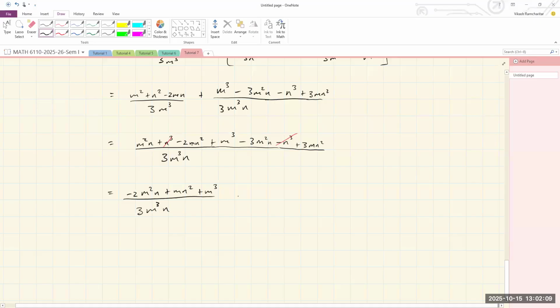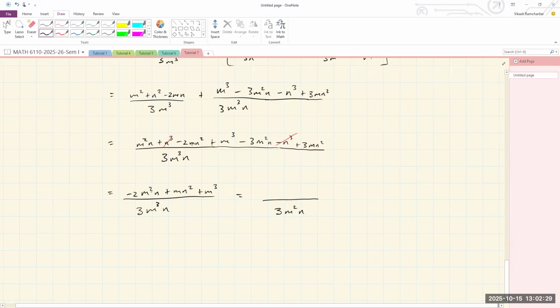Right. This is equal to... so they all have m in common, right? Everything has an m in common, so I could strike an m out. So the denominator now becomes 3m squared n, right?